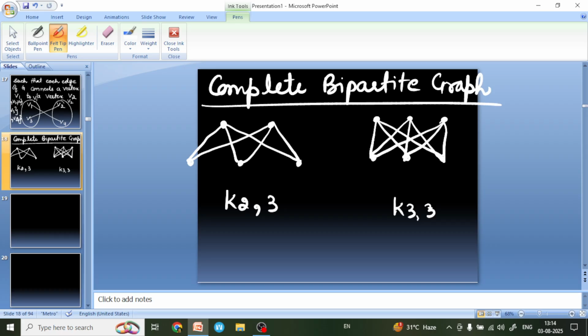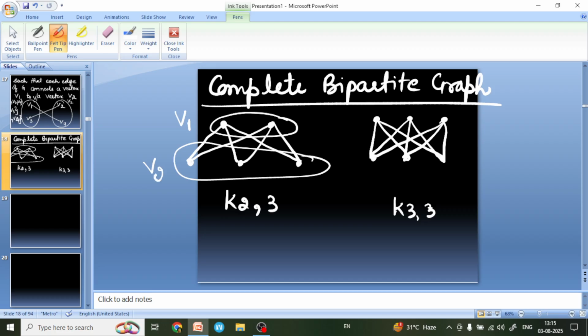When every vertex of V1 is adjacent to every vertex of V2, where V1 and V2 are two partitioned subsets of vertex set V of G, that is known as complete bipartite graph. This portion is known as V1 and this portion is known as V2. Every vertex of V1 is adjacent to every vertex of V2. You can see here.